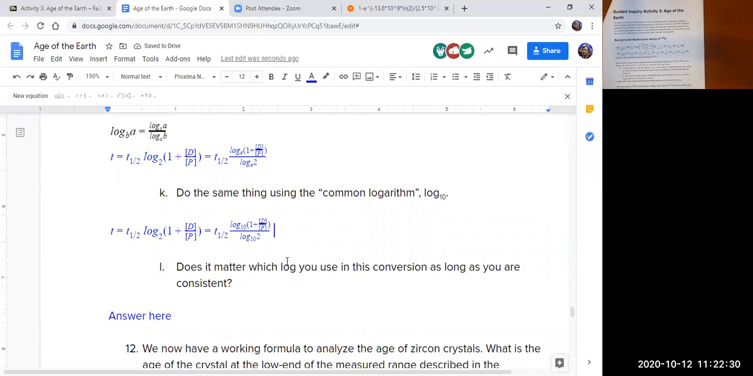And so what this is saying now is that as long as you're consistent about which logarithm you're using in the numerator and the denominator, you can use any log you want for the formula to work. Now, are there any questions about this part?